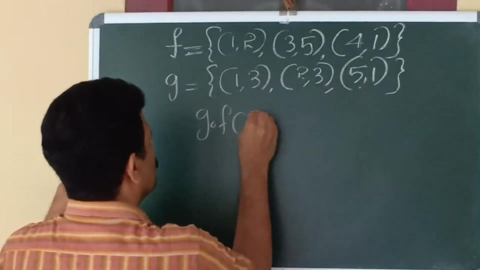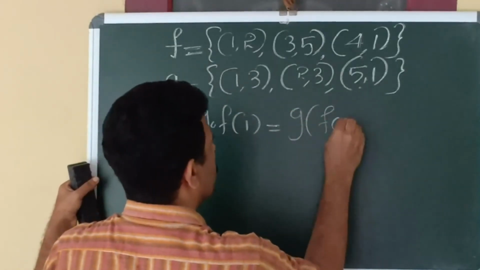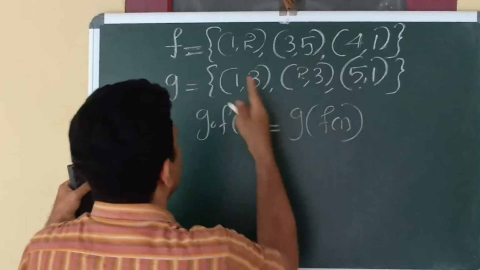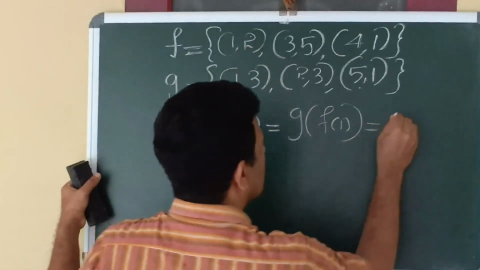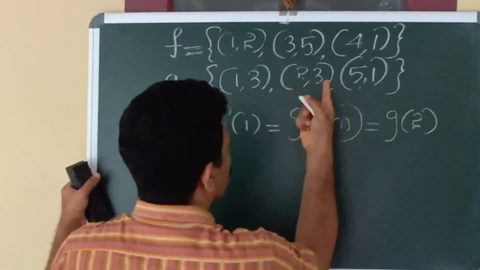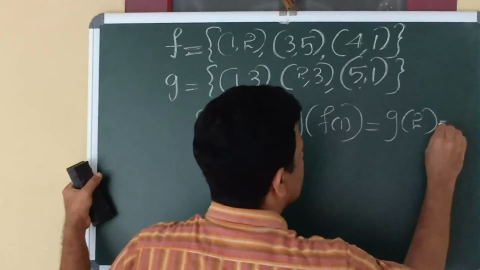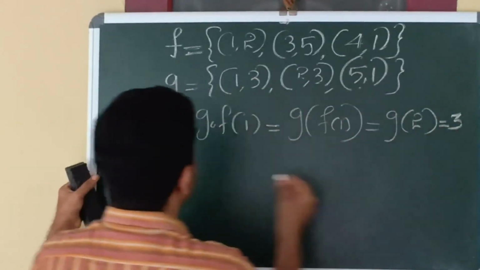That is equal to g of f of 1. By definition, it is g of f of 1. Here we can see that f of 1 is equal to 2. Therefore, it is g of 2. That is, g of 2 is 3. Therefore, g dot f of 1 is equal to 3.